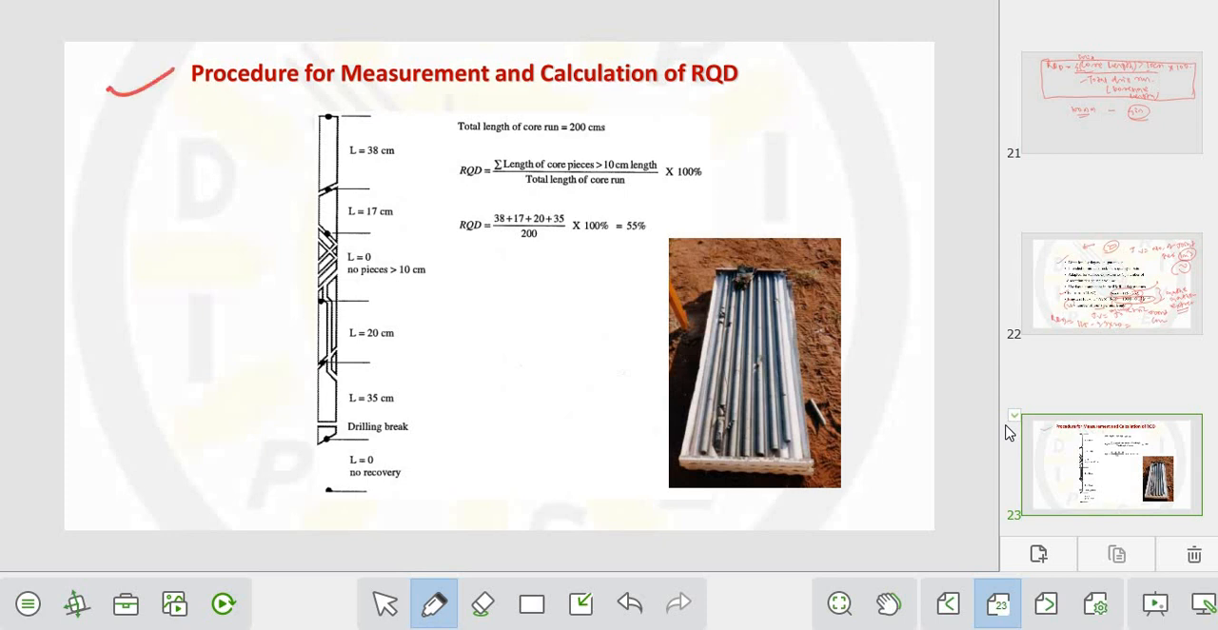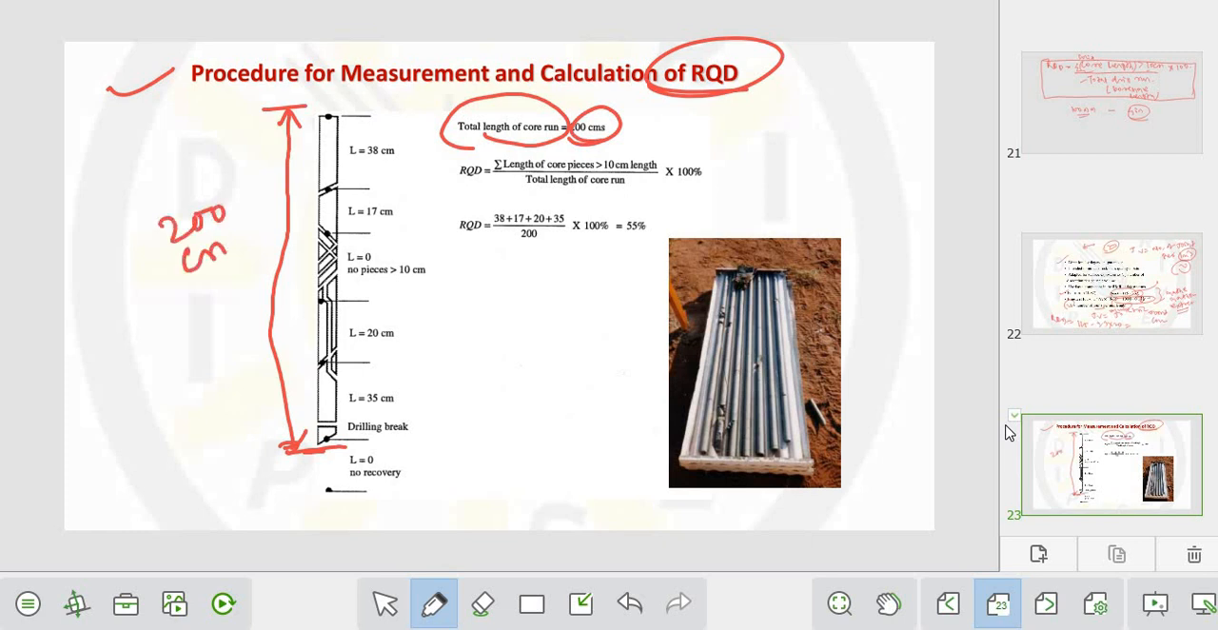Okay, see the procedure of measurement and calculation of the RQD. जैसे मान लीजिए ये जो drill run हुआ है, so this is the amount of drill run. Okay, इतना मशीन तक drill run हुआ है, ठीक है. So the total length of core run is 200 cm. Suppose ये 200 cm तक drilling हुआ है, ठीक है. So RQD will be the length of core pieces greater than 10 cm length by the total length of core run into 100%. RQD is measured in percentage.